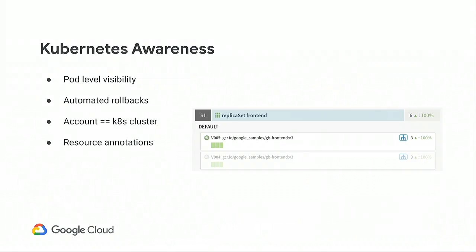So in Spinnaker, you get the benefit of Kubernetes awareness, as I like to say. So you get visibility into your replica sets, information about how your pods are performing, if they're healthy or not. In Spinnaker, your Kubernetes clusters are first-class citizens. They're just called accounts in Spinnaker. So Spinnaker knows about those things, and you can use resource annotations and then even do automated rollbacks to really manage your deployment pipelines across all of your environments.